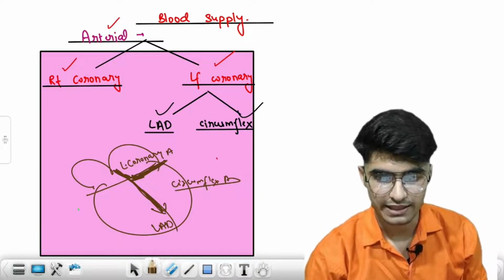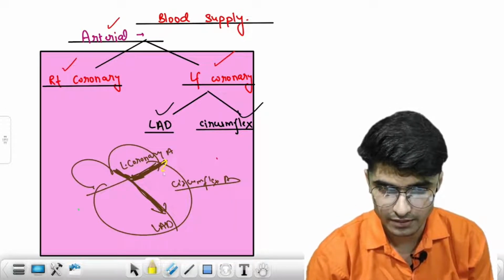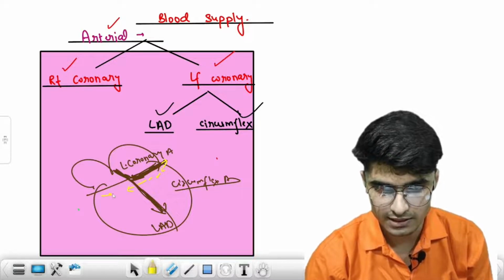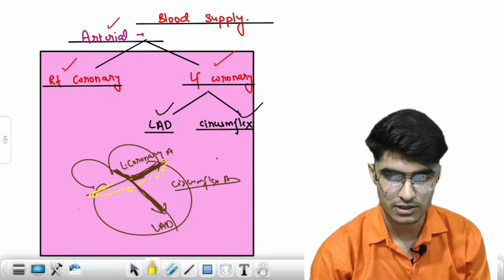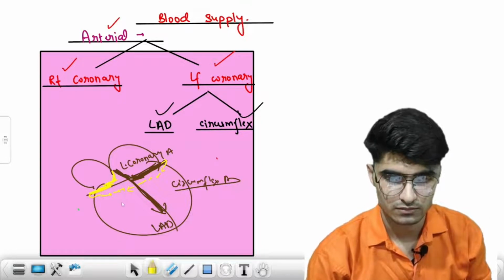And that is our right anterior coronary sulcus. And that is curling behind and anastomosing with the right coronary artery. So this is the point of anastomosis at the crux of the heart.